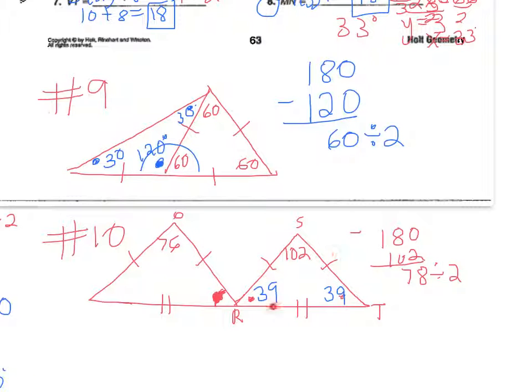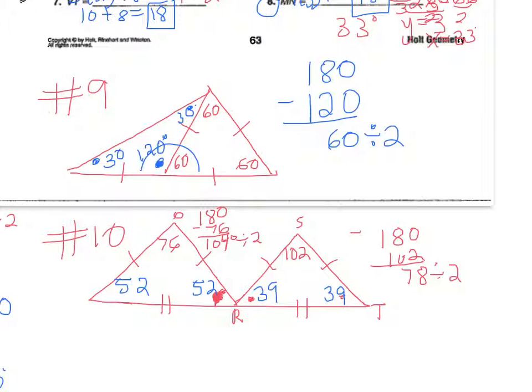But sure, I can approach it the same way I did with this one, right? 180 minus 76. That is 104. Divided by 2 is 52. Okay, so this is 52.